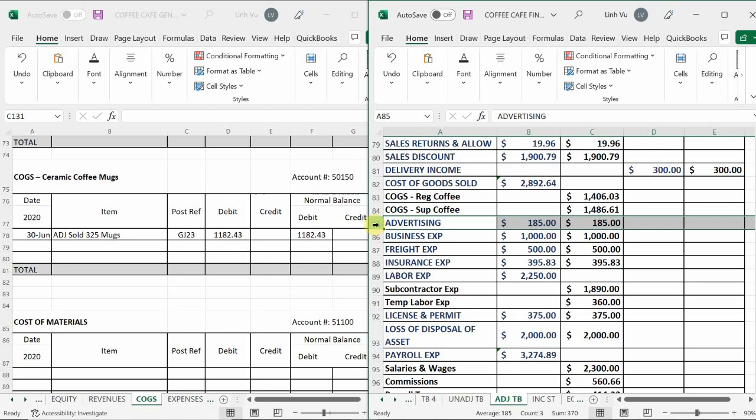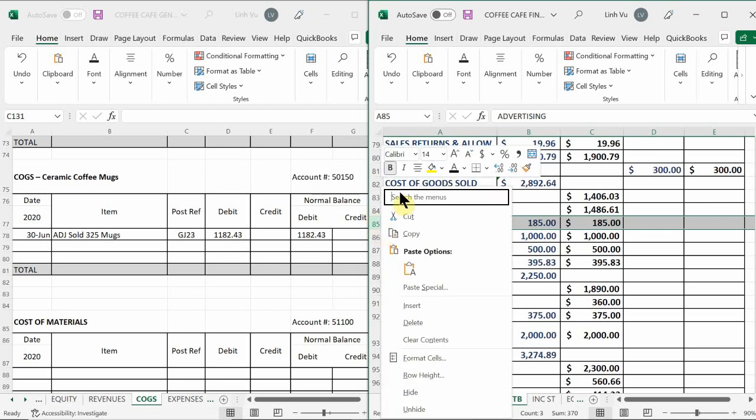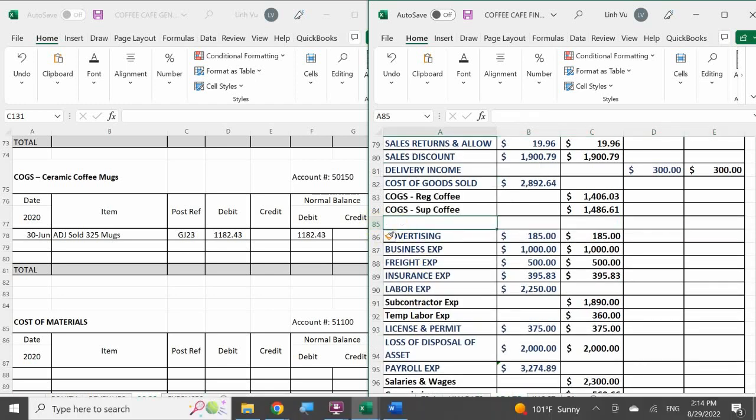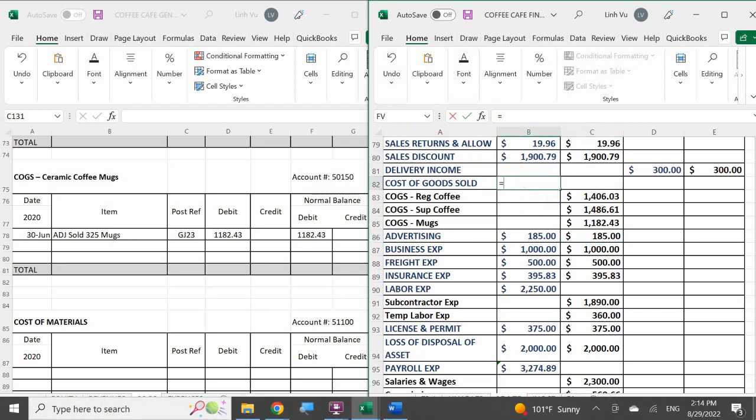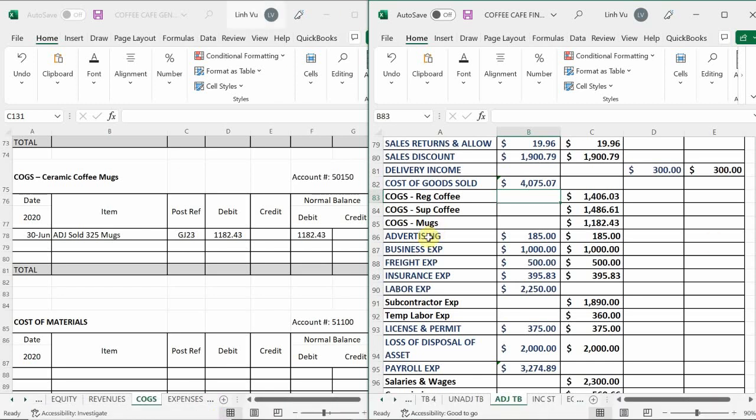Okay, so I'm going to go ahead and insert here. Okay, for the cost of goods sold mugs. Okay, and we calculated it for a total of $11.82 and 43 cents. So that means this cost of goods sold now needs to include all three numbers. Okay, for a total of $4,075.07. So again, adding any line above or after a formula will not include it, but if you do it in between, it will work. Okay. All right.